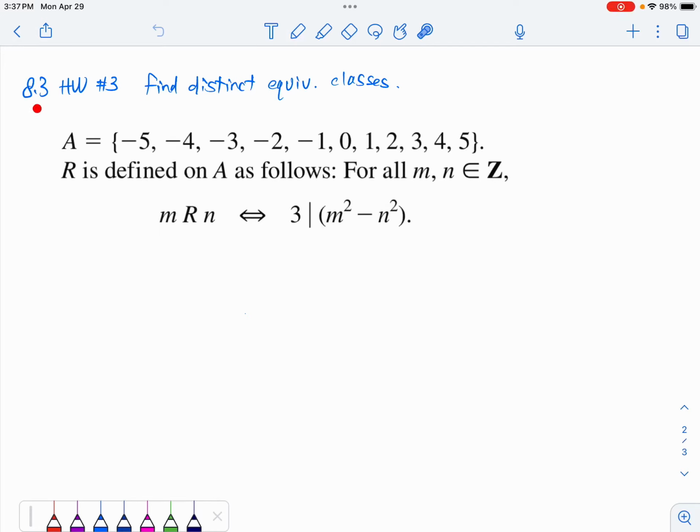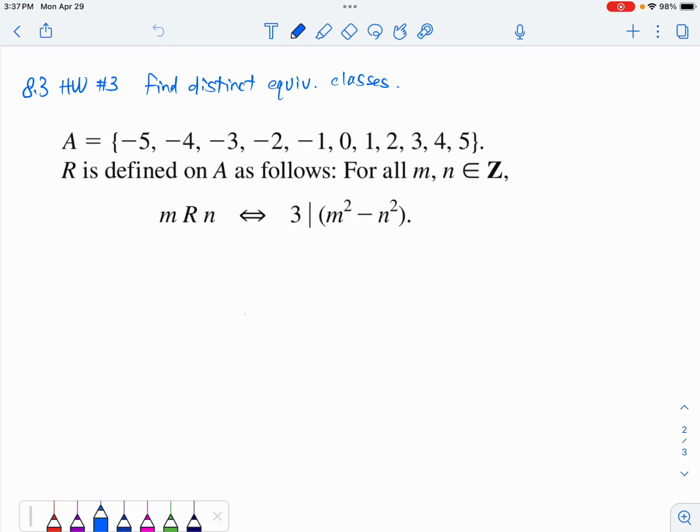This is section 8.3, homework number 3. Given a set A, which includes all the integers from -5 to 5 inclusive. And we also have an equivalence relation defined as follows: m is related to n if and only if 3 divides m squared minus n squared. And we want to find all the distinct equivalence classes of this relation R.